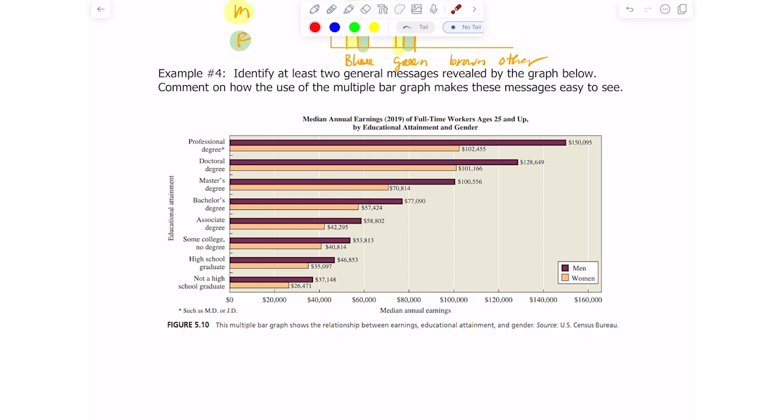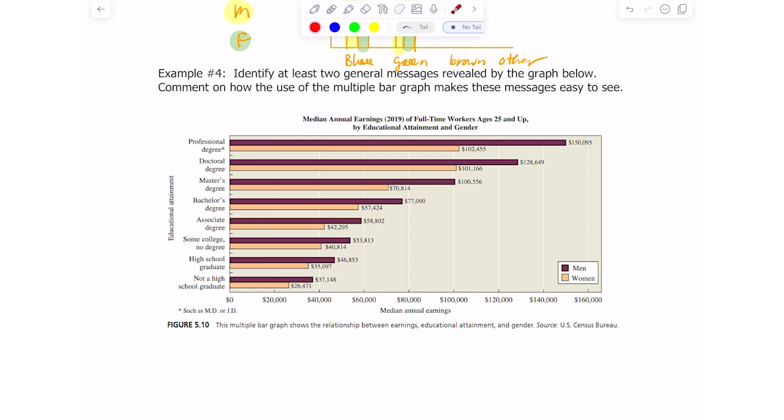For women, you could say 50% of women made $26,471, or they made less than that. And it's showing each educational attainment. So you've got high school graduates, some college, no degree, and so on. And one of the big things you can see here is that people that made the most money per year had some type of professional degree, okay? And you can also see that as the degrees increase, the median annual salary also increases, right?